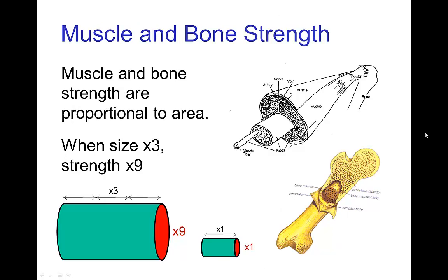Now, muscle and bone strength are proportional to area. As the size increases, say the muscle volume increases, but the strength of a muscle doesn't depend on its volume. It depends on its cross-sectional area, because that would give you the number of muscle fibers in the muscle. A similar result holds for bone strength, or in fact for strength of materials in general. So you see here we have two cylinders, and when we increase the size by a factor of 3, the area increases by a factor of 9.